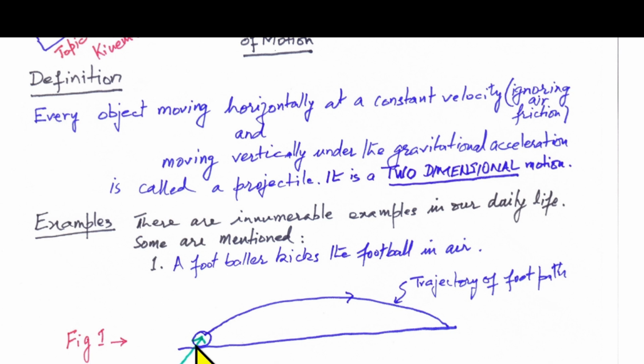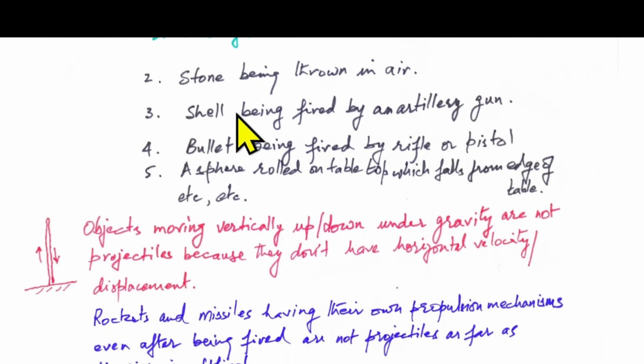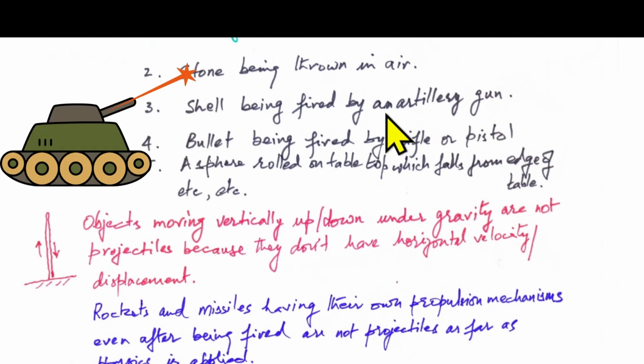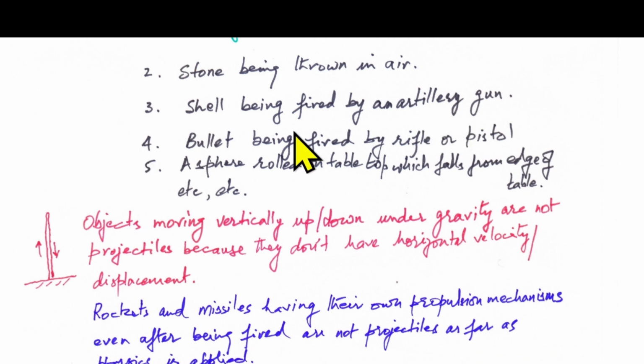Number two is stone being thrown in air. Number three is shell being fired by an artillery gun. Number four is bullet being fired by rifle or pistol. Number five, a sphere rolled on table top which falls from edge of the table and becomes projectile. Because the moment it leaves the edge of the table, it is going to be acted upon by gravity.